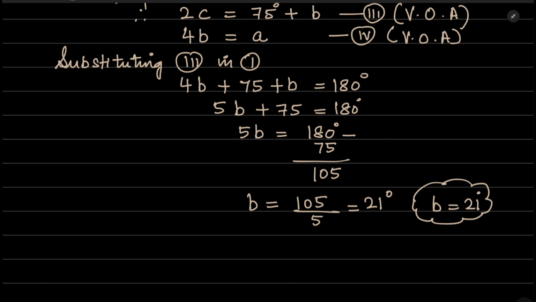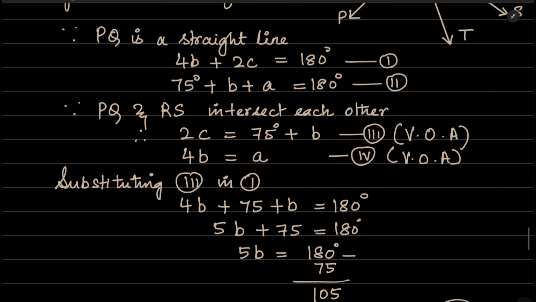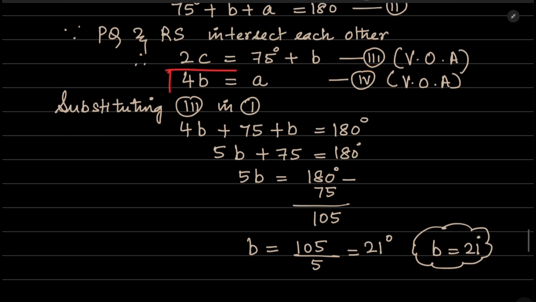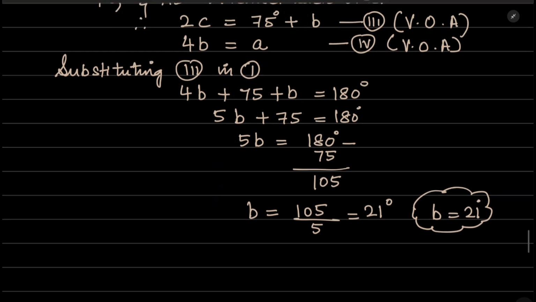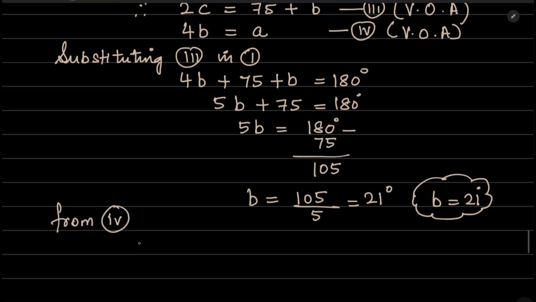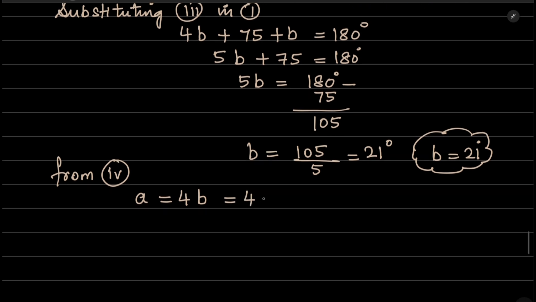Okay. Next, what is A? A is equal to, from equation 4, you know B, so you can calculate A also. From equation 4, we can say that A is equal to 4B, which is nothing but 4 multiplied by 21. What is 21 into 4? 4 ones are 4 and 4 twos are 8. So A is equal to 84. The value of A is nothing but 84.